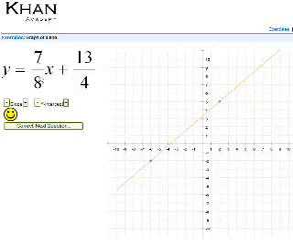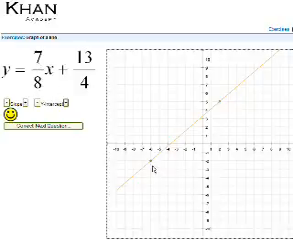Let's see if what I said about the slope is right. If we run 8, we should rise 7. So let's see, run 8: 1, 2, 3, 4, 5, 6, 7, 8. So that gets us right there. And then we should rise 7: 1, 2, 3, 4, 5, 6, 7. Well, that actually gets us those exact points. And we're back on the line again.